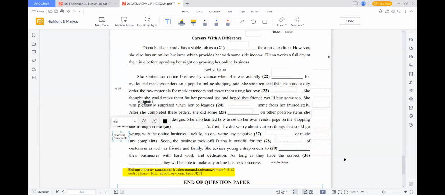Talking about her online business. For questions 21 to 30, fill in the missing information in each numbered space. Use no more than one word for each space. You will hear the interview twice. Answer all the questions.